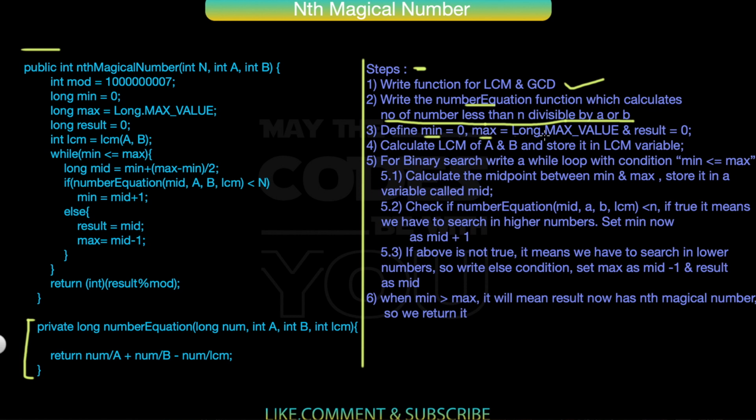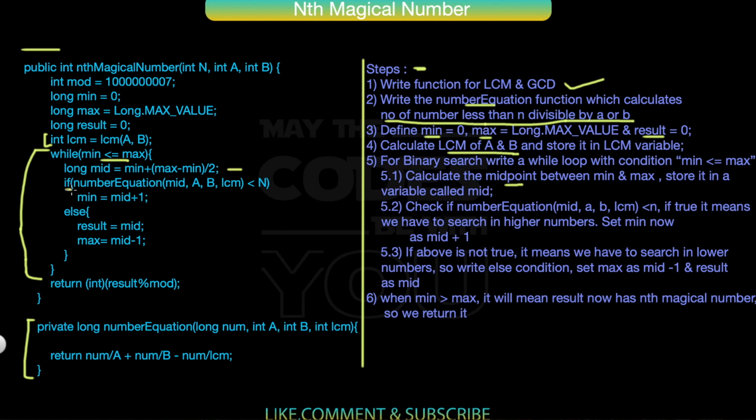Now we define minimum, maximum and result. Then we calculate the LCM of A and B and store it in an LCM variable. Okay, now for binary search we write a while loop with the condition minimum less than or equal to maximum. Okay, so here is our while loop. Then we calculate the midpoint between minimum and maximum using this formula.